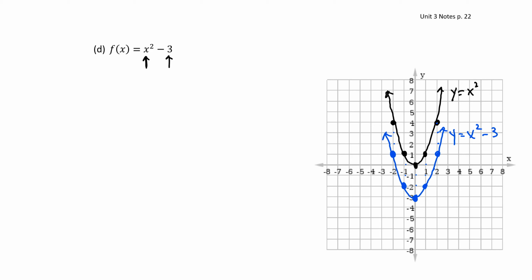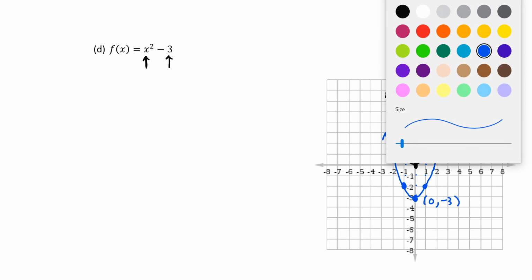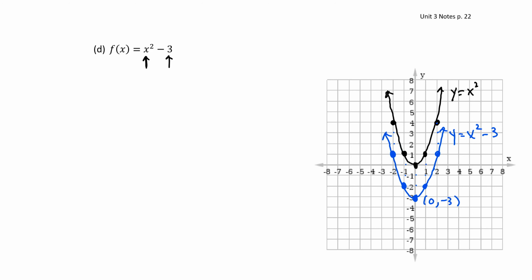However, we need to identify all of the important points. Clearly, the orientation is that it opens up. The y-intercept is the same as our vertex. The vertex is 0, -3. The y-intercept is 0, -3. The only thing that we don't have specifically here are the x-intercepts. And notice they're not at an exact integer location. So let's talk about how we would find our x-intercepts.